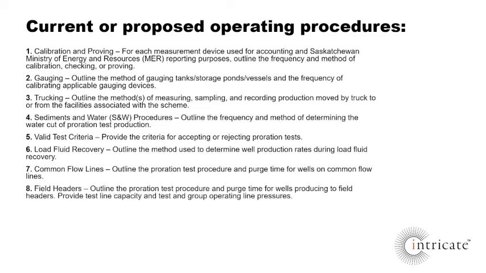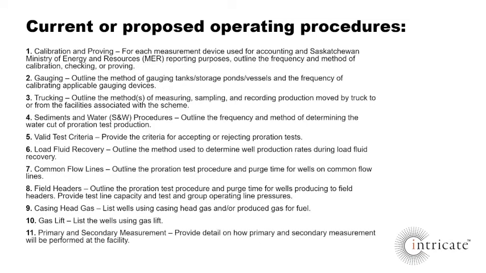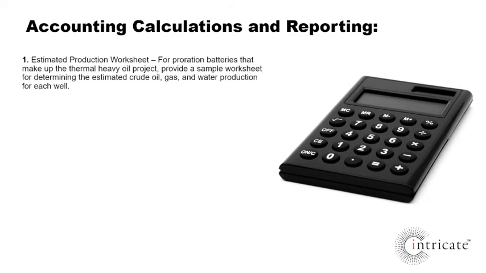Field headers. Outline the proration test procedure and purge time for wells producing to field headers. Provide test line capacity and test and group operating line pressures. Casing head gas. List wells using casing head gas and or produce gas for fuel. Gas lift. List the wells using gas lift. Primary and secondary measurement. Provide detail on how primary and secondary measurement will be performed at the facility. Accounting calculations and reporting. Estimated production worksheet.